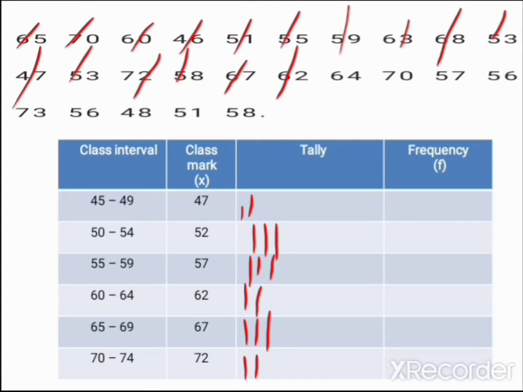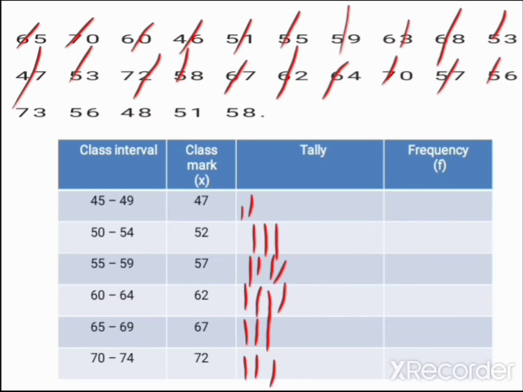The next one is 63. 62 falls into the third to last class. Then the next one is 64. 64 is in the same class as 62. Then the next one is 70. 70 falls into the last class. 57 falls into the third class. Let me cancel. Okay, the third class. The next one is 56.